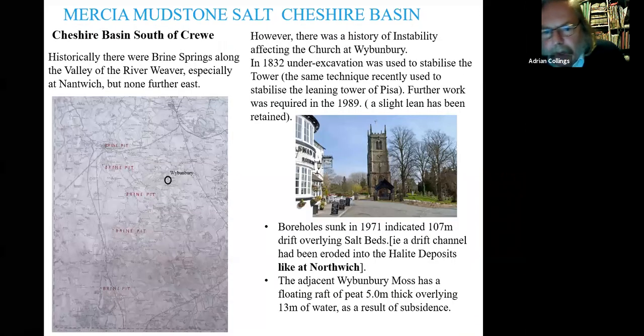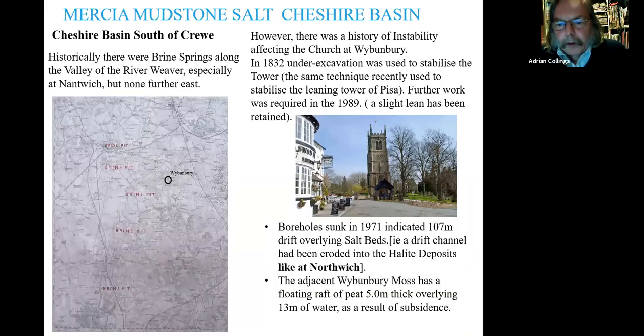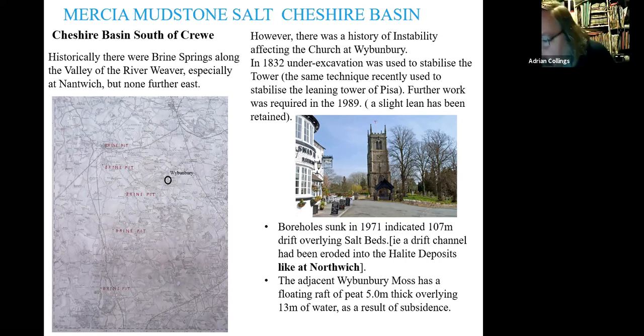A few comments about the Cheshire Basin south of Crewe. Historically, there were brine springs along the valley of the River Weaver, especially at Nantwich, but none further east. However, there was a history of instability affecting the Church of Wybunbury. In 1832, underexcavation was used to stabilise the tower, the same technique recently used to stabilise the Leaning Tower of Pisa. Further work was required in 1989, and a slight lean has been retained.